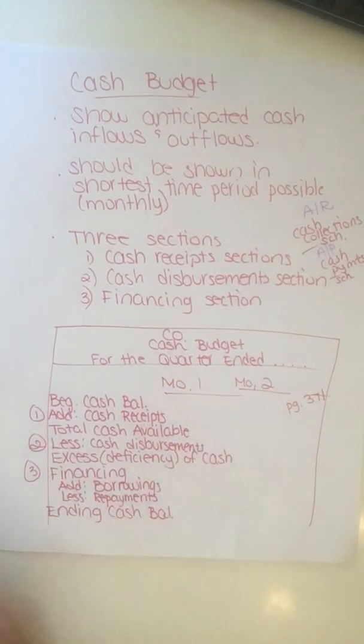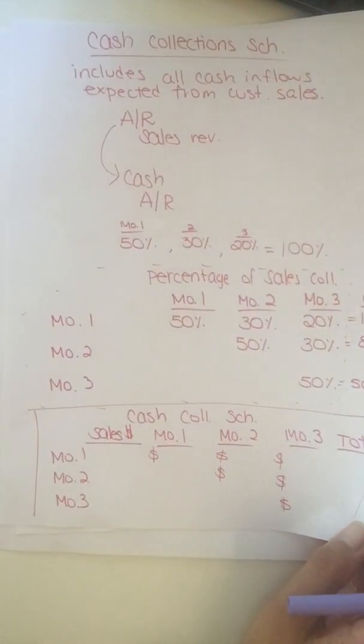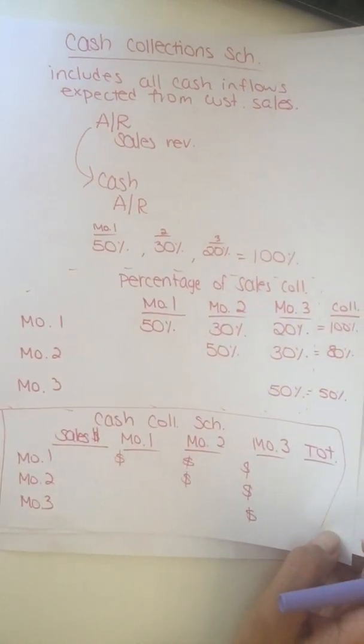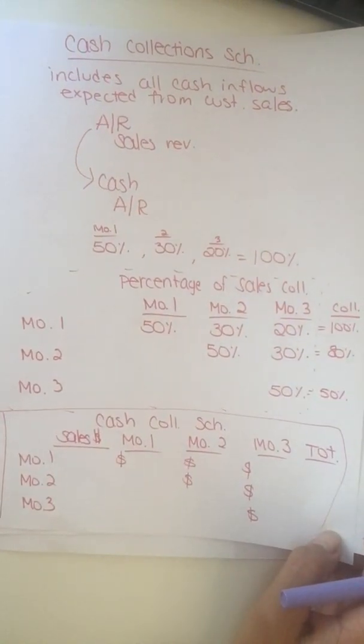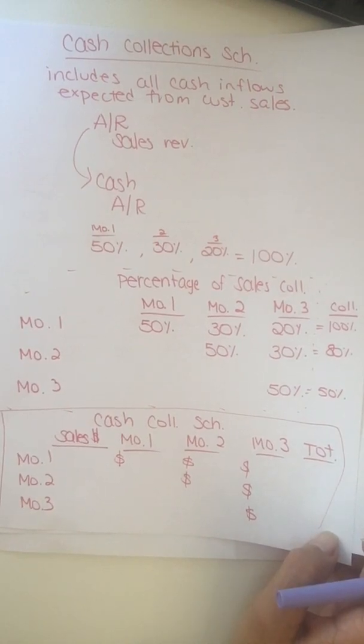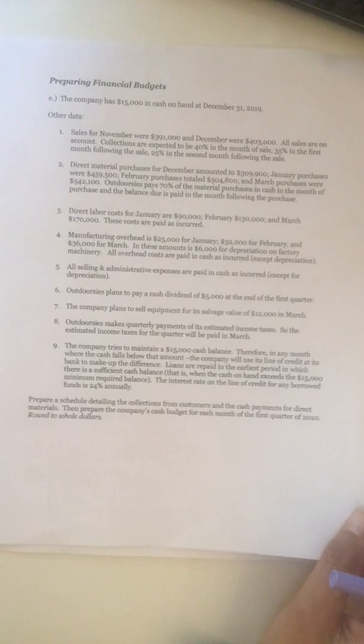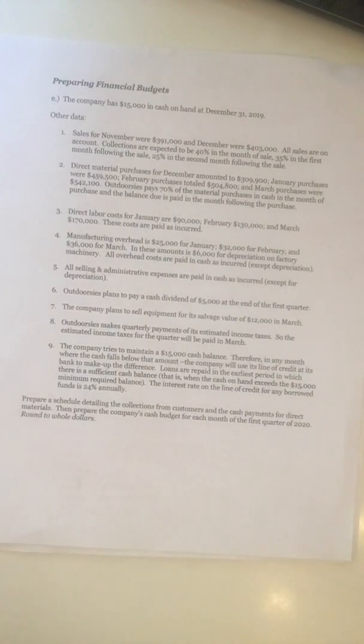The format is very similar to the format that we just did for the cash collections. So here was cash collections. It's going to be honestly nearly identical for cash payments, just the header is going to be different. So we'll jump right into putting some data into it, and we will continue to use Outdoorsies as our example. So go ahead and pull up your Outdoorsies.